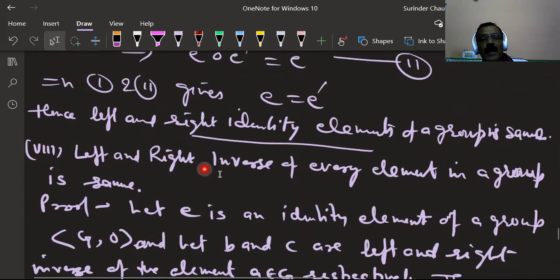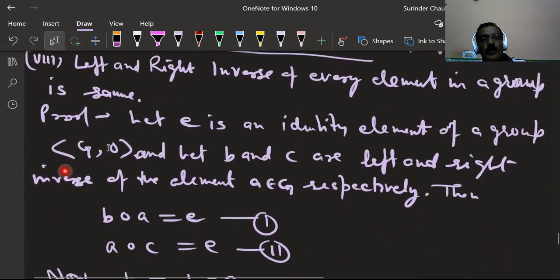Similarly, the left and right inverse of every element in the group are the same. Okay, we prove it. Because G is a group, let E be the identity element of the group G, and let B and C be the left and right inverse of the element A of G. B is the left inverse of A and C is the right inverse of A. That means if B is the left inverse of A, then B composition A is equal to E. If C is the right inverse of A, then A composition C is equal to E.